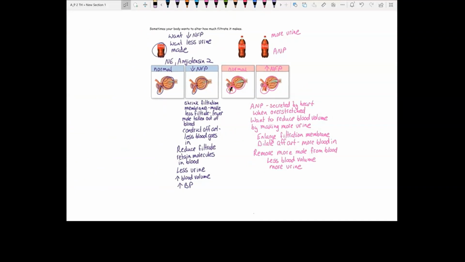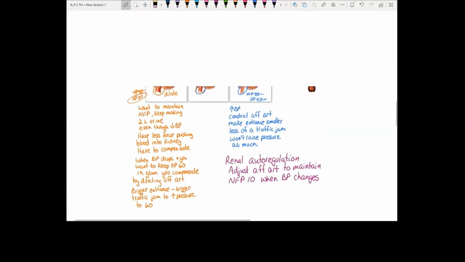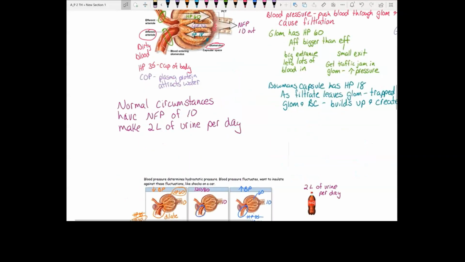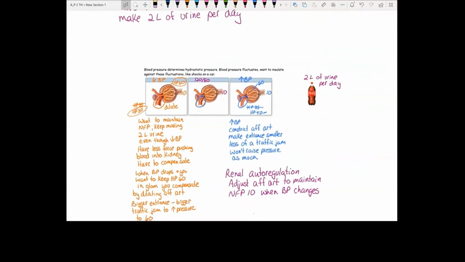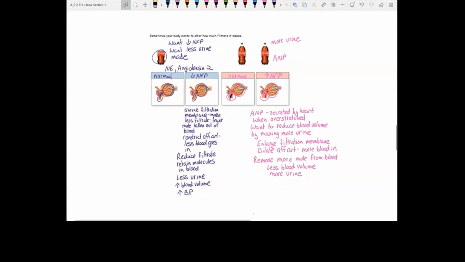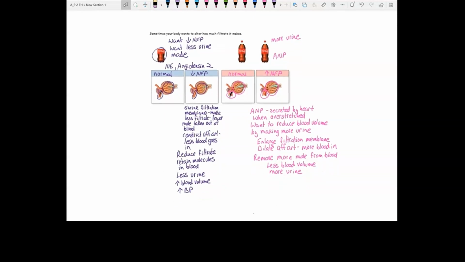Okay, so there is filtration. Filtration is that first step of filtering the blood where you remove small molecules from the blood. And we looked at how filtration occurs up here, the pressures that cause it. Then we looked at maintaining your filtration when you have fluctuations in blood pressure. And we looked at how you purposely change your filtration in order to increase or decrease the amount of urine that you're producing.